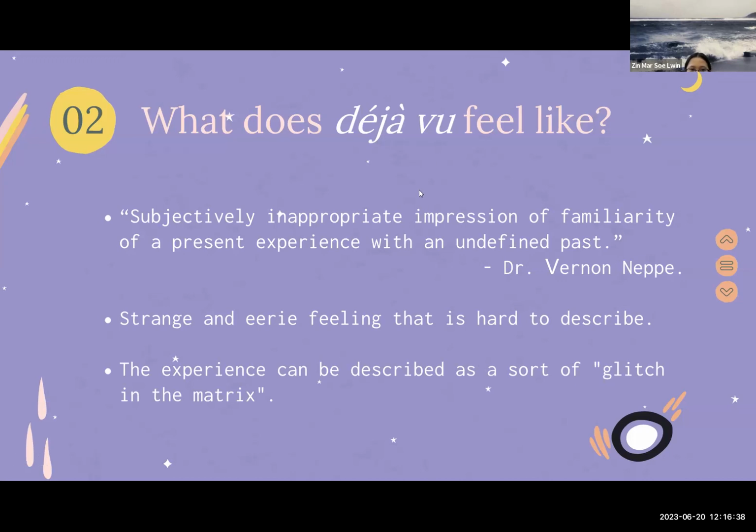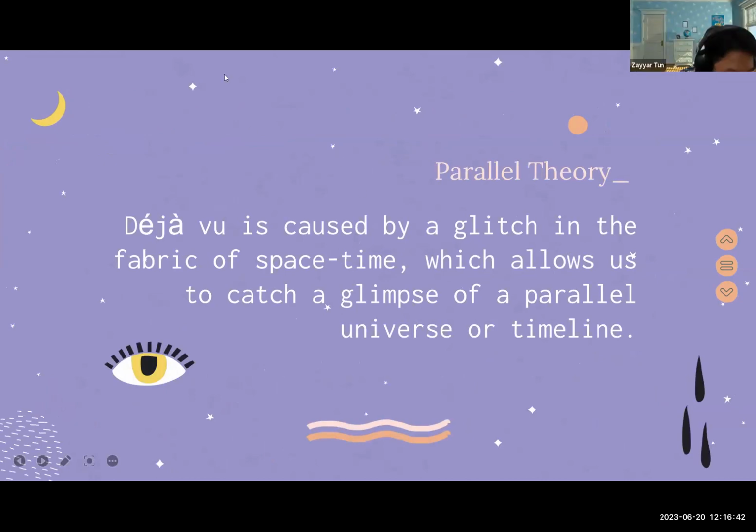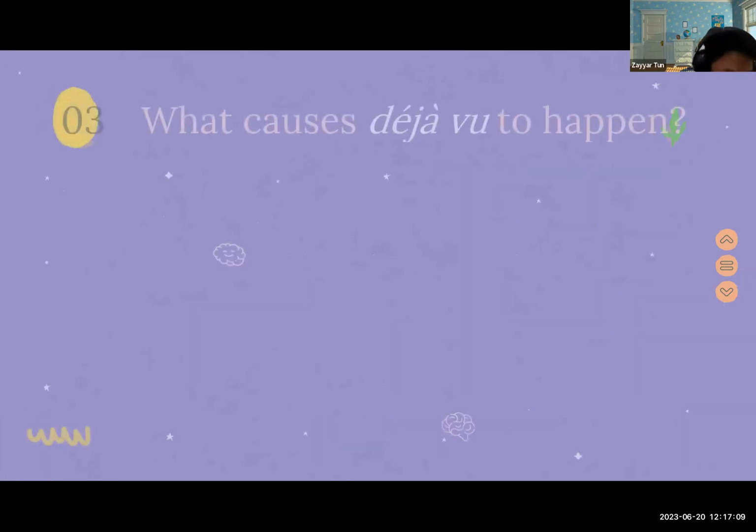The next part will be theory. So this theory suggests that deja vu is caused by a glitch in the fabric of space-time, which allows us to catch a glimpse of a parallel universe or timeline, thus giving us the feeling of having already experienced the current situation before. So what causes deja vu to happen?